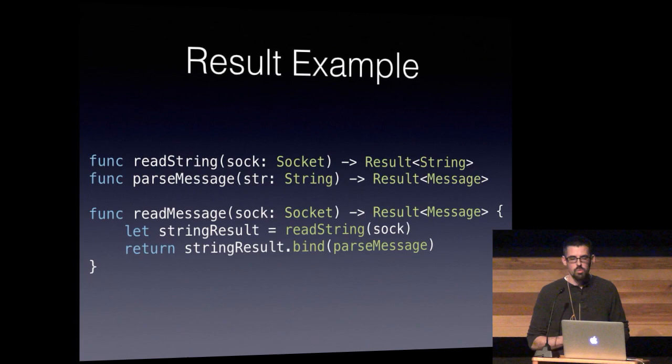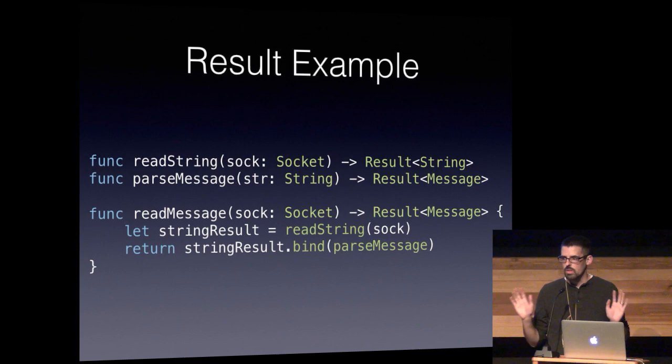Now we want to combine those, right? Those two functions by themselves are somewhat easier to design and test. You could imagine how they're implemented, right? The read string function doesn't have to be concerned with whatever bytes are coming. It just has to read bytes off the socket. And parse message doesn't have anything to do with networking. It's just working on strings. So those are both easier to implement when you isolate them like that.